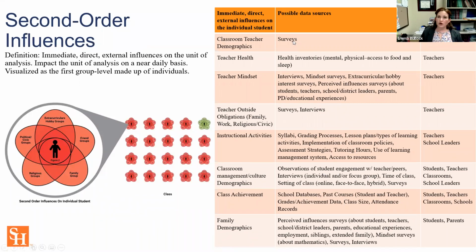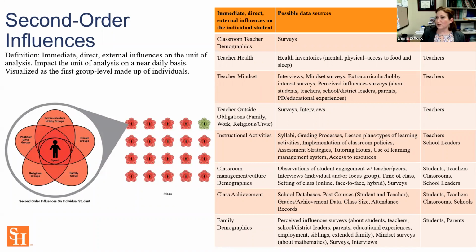And then we can come up with a whole bunch of possible data sources of how we could collect data about these types of influences. And then we can think about where we would go to get that information. And that's what our table helps us to see over here: sampling populations that could give us information about these second order influences.